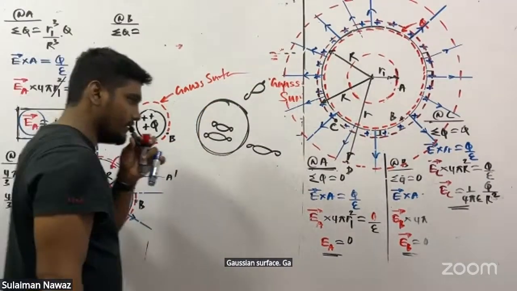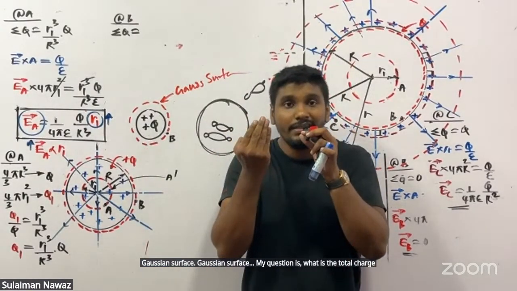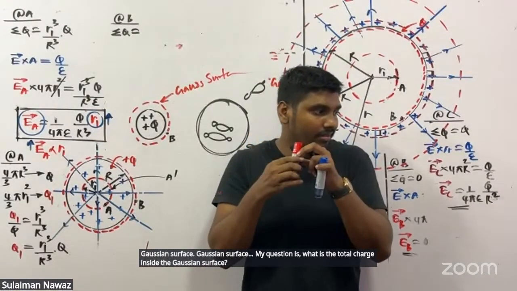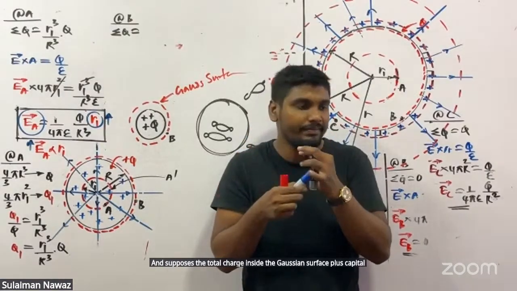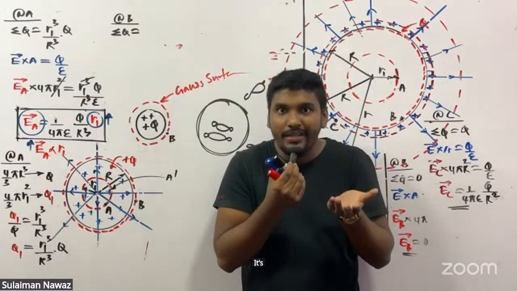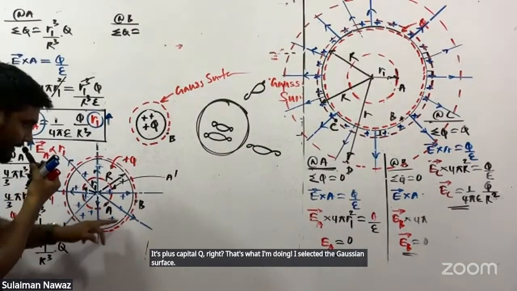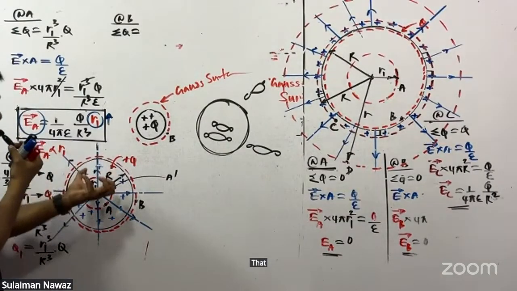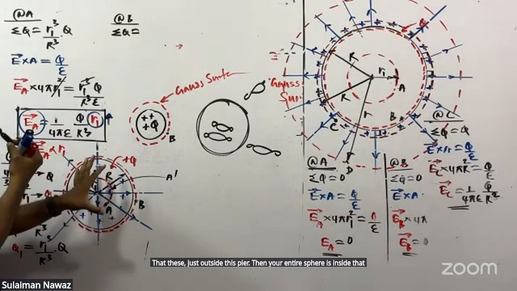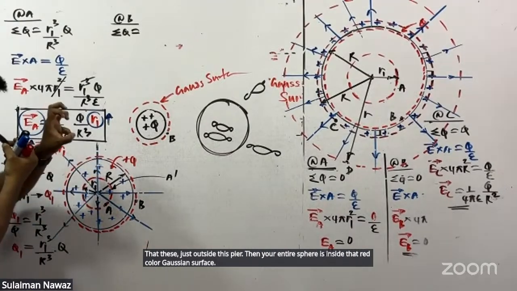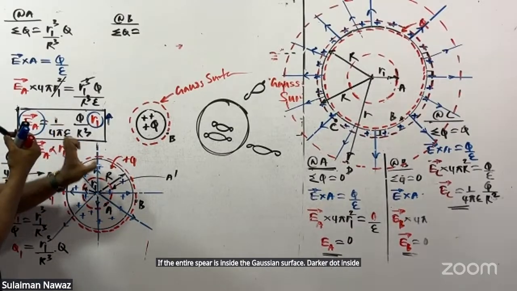Gaussian surface. My question is, what is the total charge inside the Gaussian surface? It's plus capital Q, right? I selected the Gaussian surface that is just outside the sphere. Then your entire sphere is inside that red Gaussian surface. If the entire sphere is inside the Gaussian surface, the total charge inside the Gaussian surface is the same as plus capital Q.